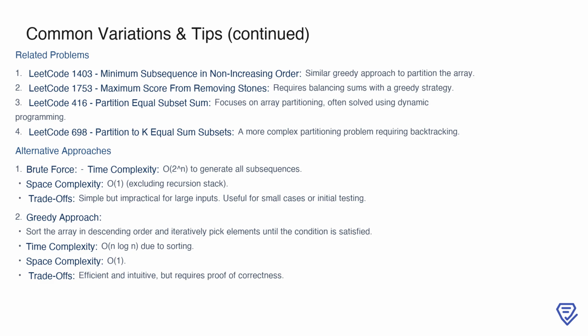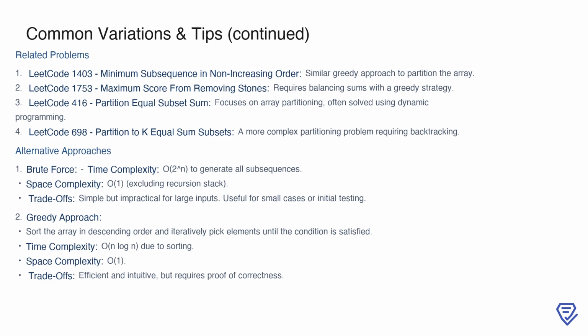To deepen your understanding, let's connect this problem to similar ones. For instance, LeetCode 1403, which focuses on finding a minimum subsequence in non-increasing order, uses a similar greedy strategy to partition the array. LeetCode 1753, another related problem, requires balancing sums to maximize the score through a greedy approach. Meanwhile, LeetCode 416 and 698 involve partitioning arrays into subsets with equal sums. These problems demand more advanced techniques like dynamic programming or even backtracking.